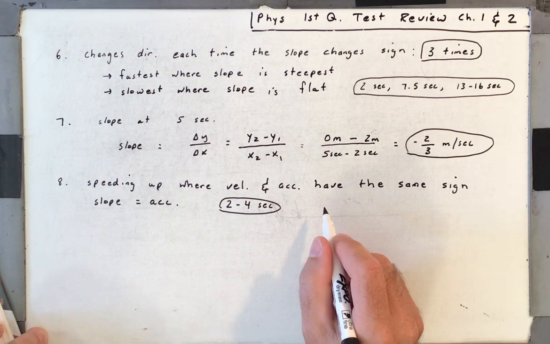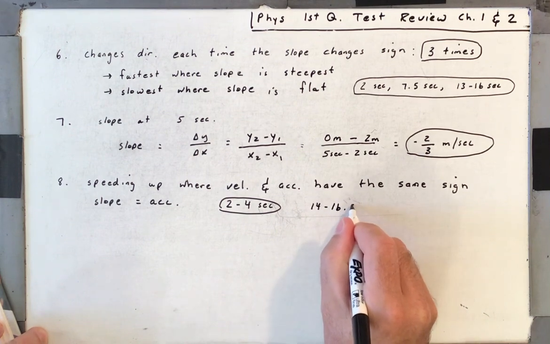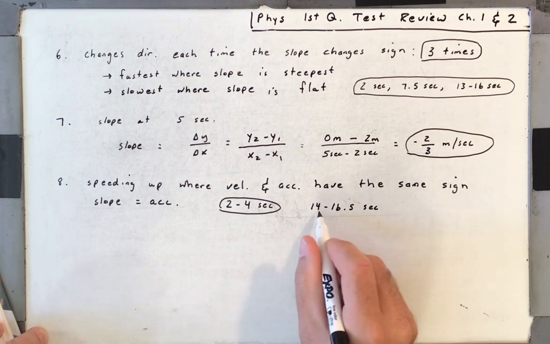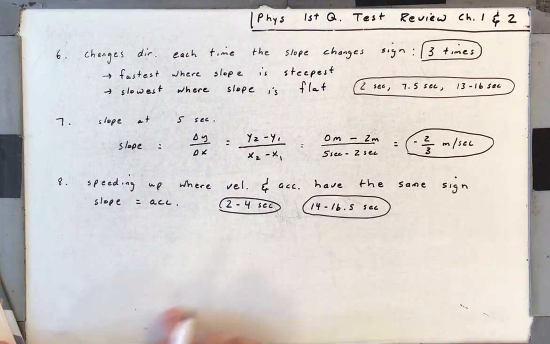And it occurred again between 14 and 16.5 seconds. Everywhere else they had different signs, or it was a flat slope, so no acceleration.